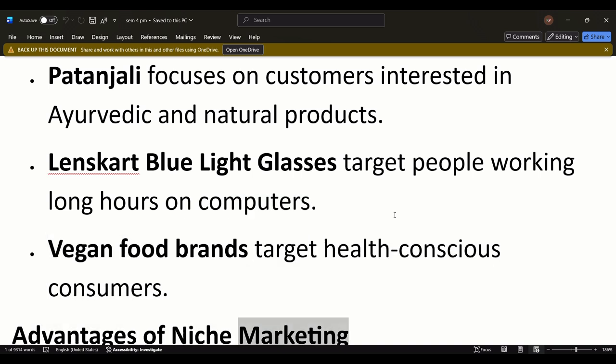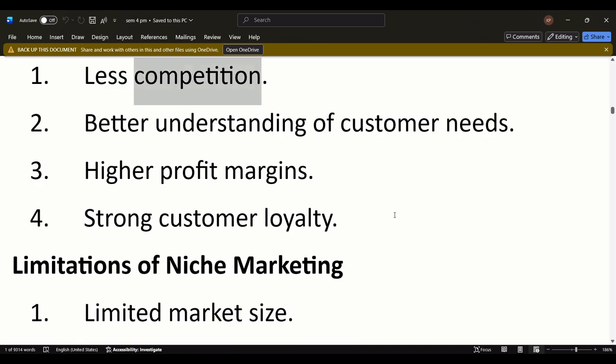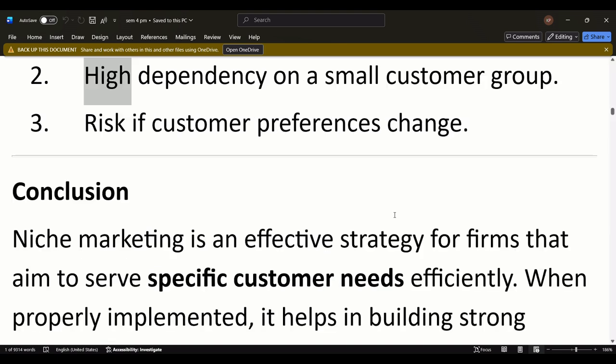Advantages of niche marketing. Less competition. Better understanding of customer needs. Higher profit margins. Strong customer loyalty. Limitations of niche marketing. Limited market size. High dependency on a small customer group. Risk if customer preferences change.